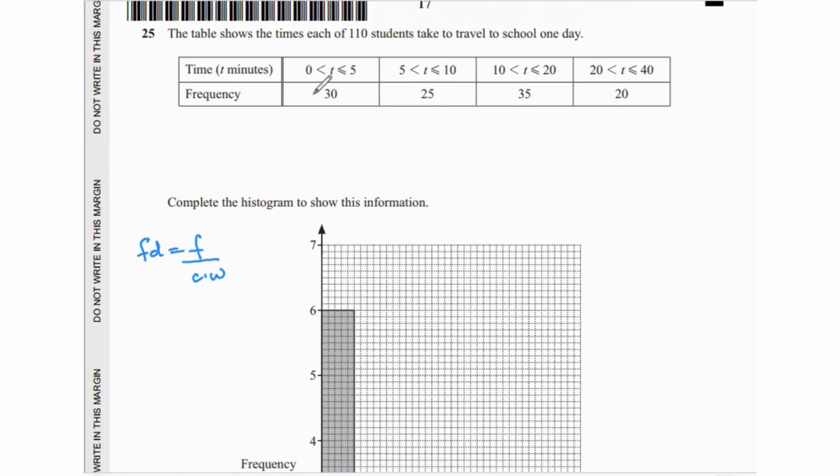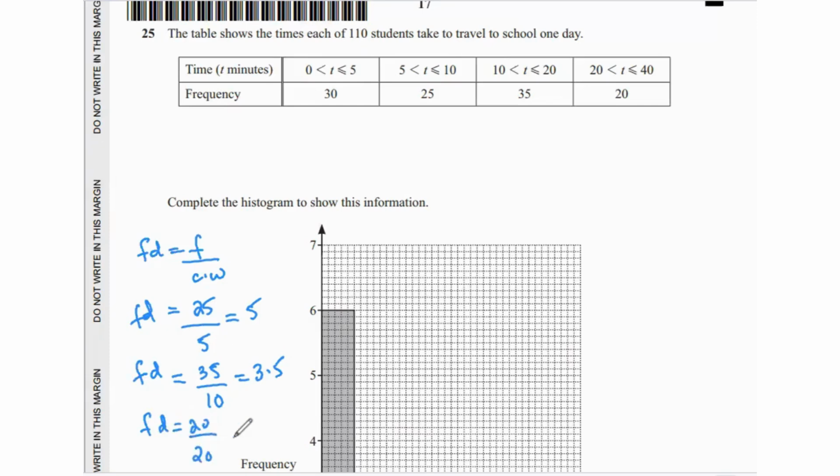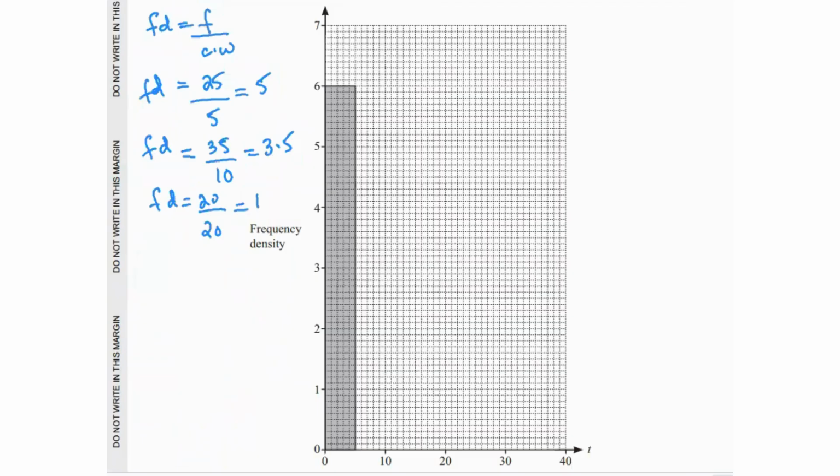So for the first interval, they've already made the bar. For the second one, the frequency density is going to be 25 divided by the class width, which is 10 minus 5, so that's 5. Then for the next frequency density, that's going to be 35 divided by 10, which is 3.5. And next is 20 divided by 20, which is equal to 1.